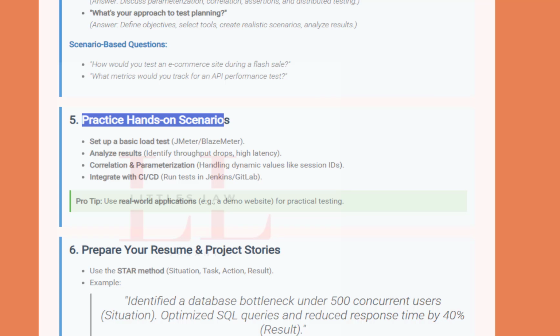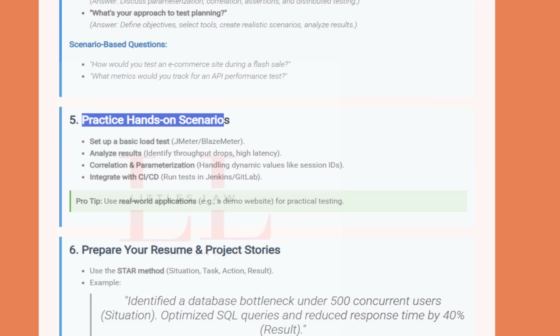So you have to properly manage these to ensure your scripts mimic real user behavior and they stay robust. Don't forget to integrate your tests with CI/CD pipelines, because tools like Jenkins, GitLab, GitHub, they let you automate performance tests. So every code deployment is validated for speed and stability. And this step is very crucial for modern day DevOps workflows.